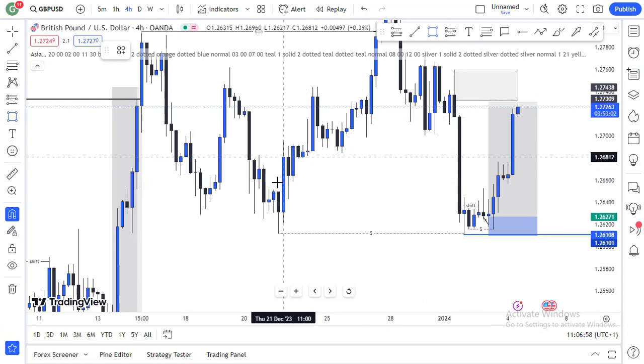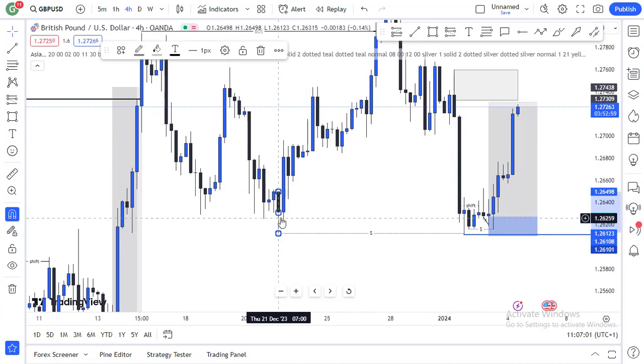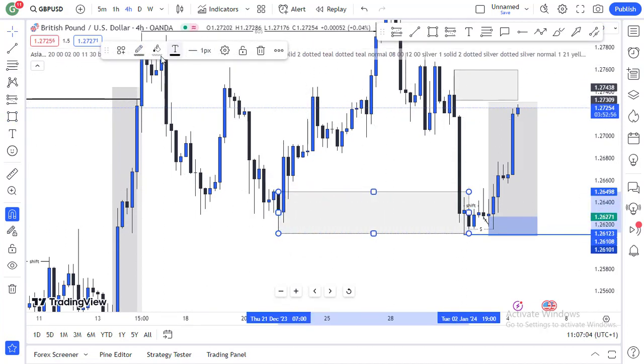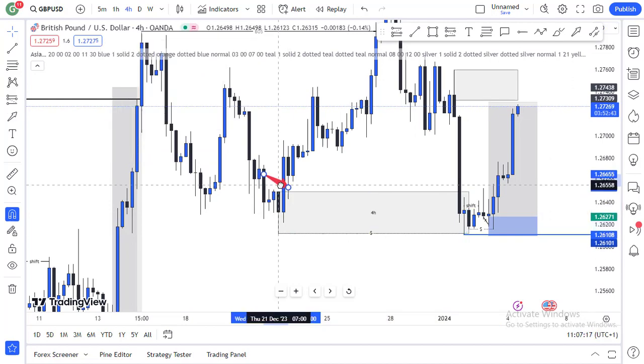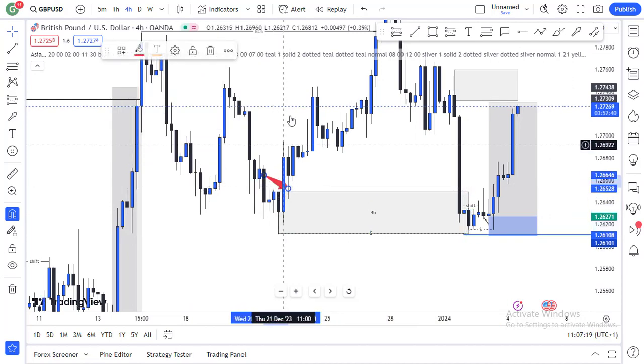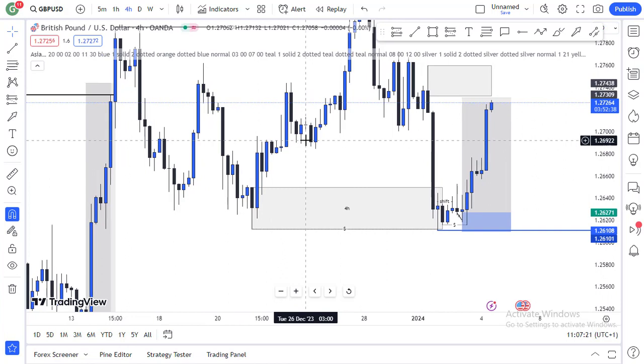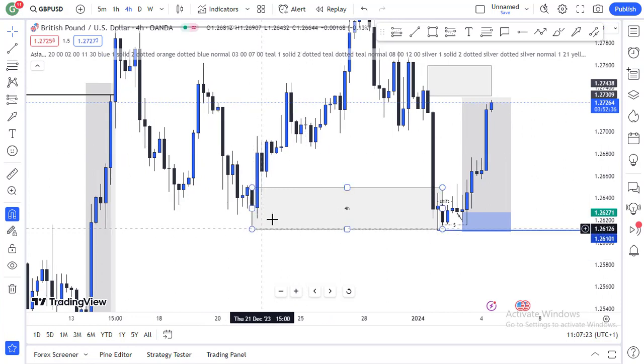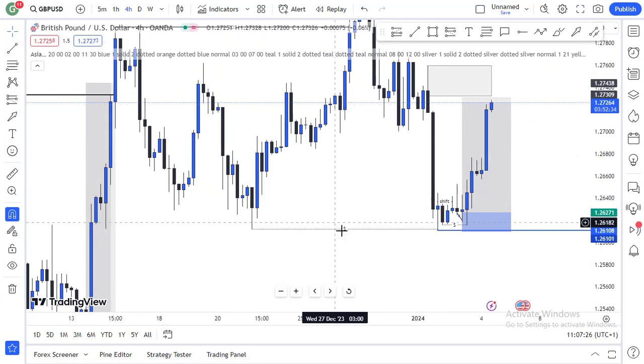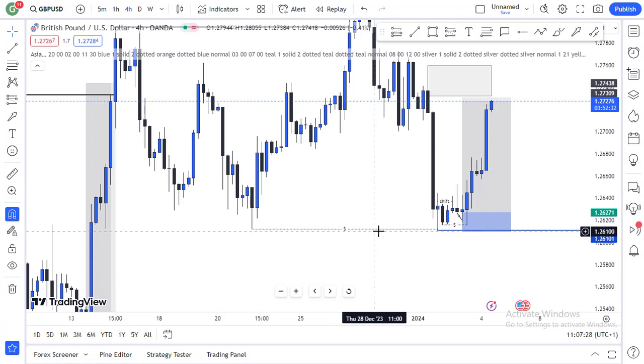Now there was a 4-hour POI here. This 4-hour POI, because it doesn't have any imbalance, I didn't necessarily want to trade off it directly. This was a mitigated POI. Because of this, I wanted price to sweep below it to take liquidity, because liquidity will be sitting below this point. So that was what I waited for, and liquidity was swept. You can see I marked this as liquidity sweep.